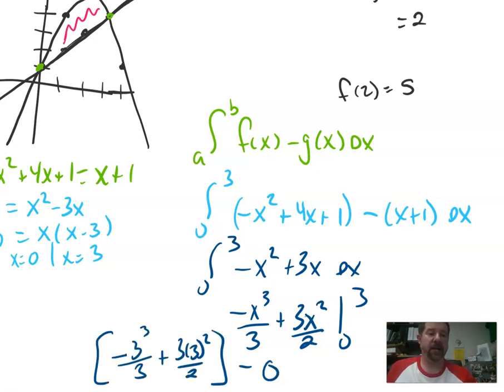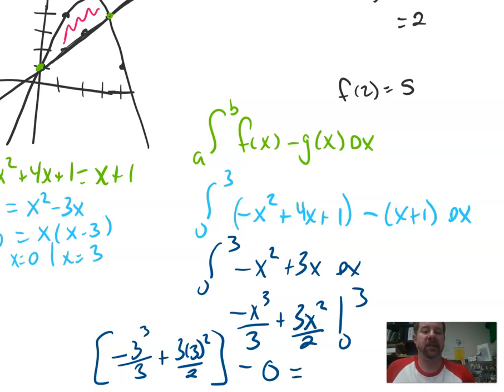All right, so when I plug in 3, I get negative 3 cubed over 3 plus 3 times 3 squared over 2 minus, when I plug in 0, I'm just going to get 0 over 3 plus 0 over 2, so I just get 0. So when you plug in 0, this will happen a lot. You can just put minus 0 at the end. You don't actually have to plug it in, but just make sure it's going to give you 0 when you do that.